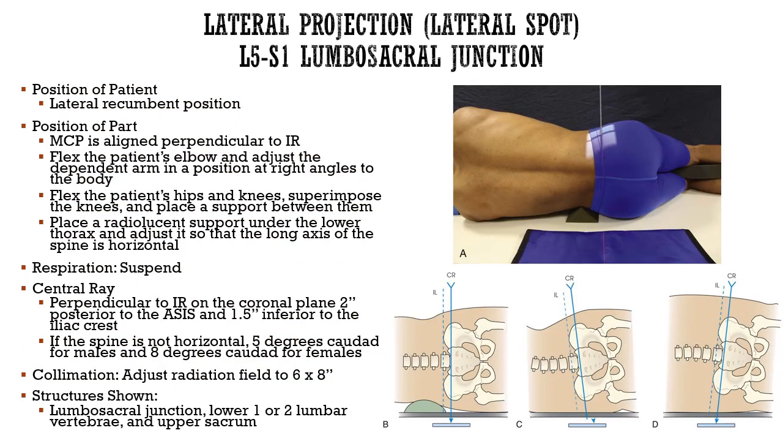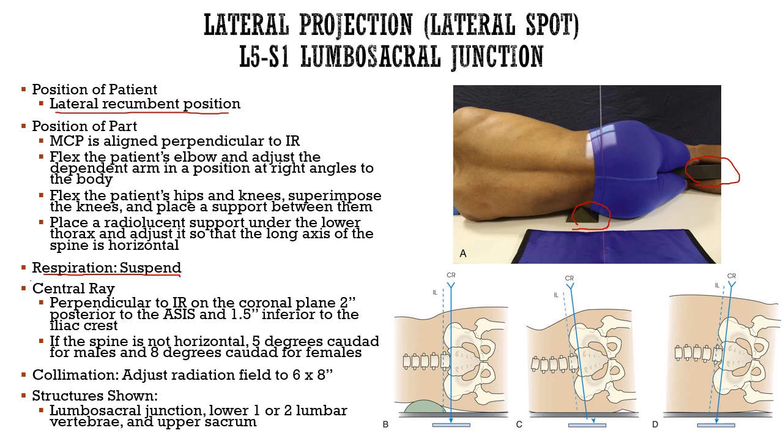On the lateral projection, otherwise called the spot L5-S1 lumbosacral junction, the patient should be in a lateral recumbent position, and we should have the sponge beneath the lower thorax again. The midcoronal plane is aligned perpendicular to the mid-receptor. We should still have the patient's elbows flexed and the arms at right angles to the body. We're going to flex the hips and the knees and place a support beneath them. And for respiration, we can suspend respiration.